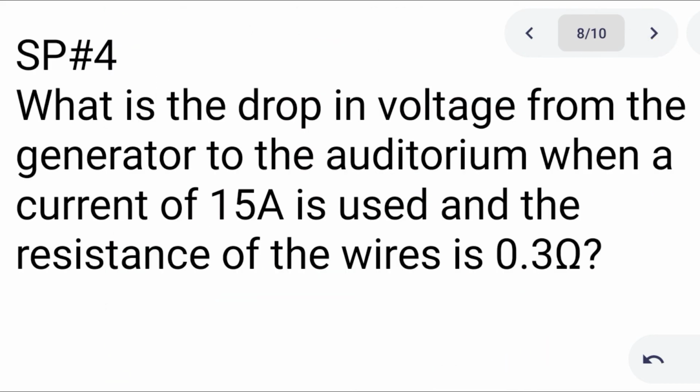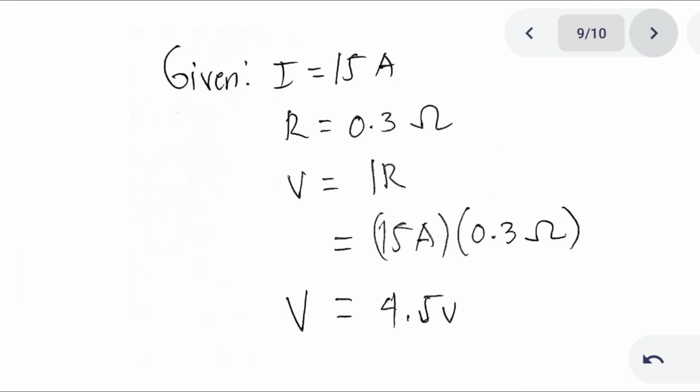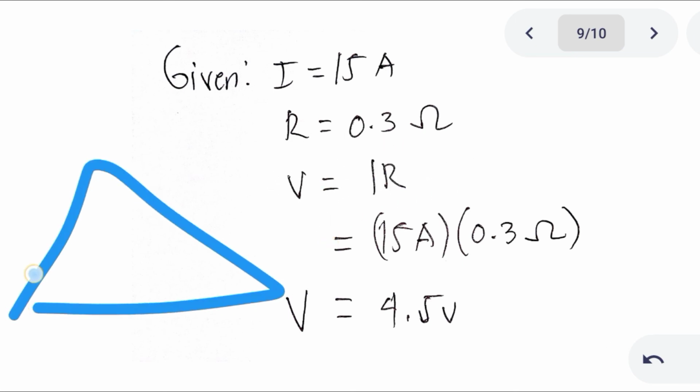Sample problem number 4: what is the drop in voltage from the generator to the auditorium when a current of 15 ampere is used and the resistance of the wires is 0.3 ohms? So you are being asked to find the voltage drop. In this case, you have the given values. The current is 15 ampere, the resistance is 0.3 ohms.